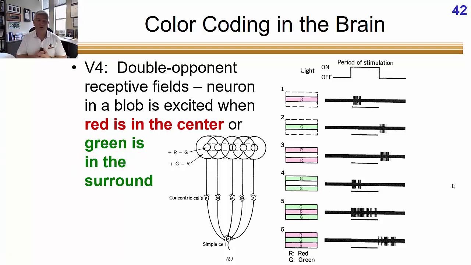All I really want you to understand is that the organization at V1 is in these blobs. It gets better organized into these center surround receptive fields, double opponent process, red versus green, blue versus yellow in V4.